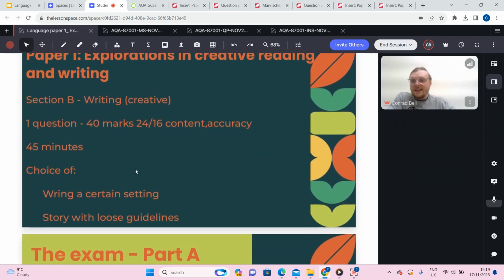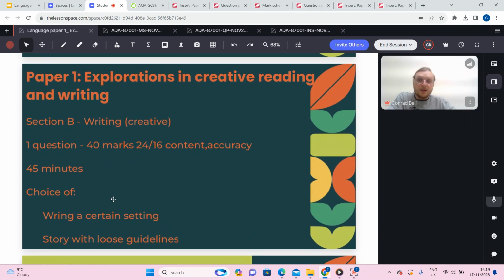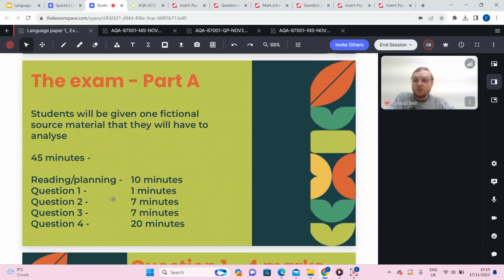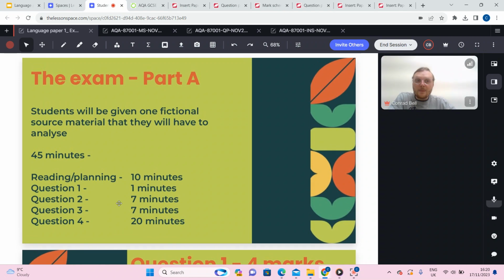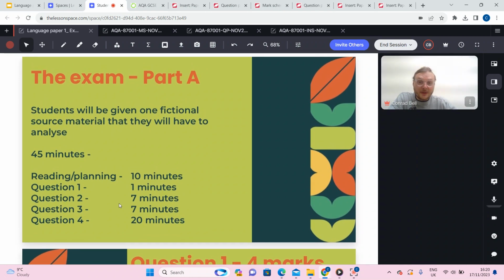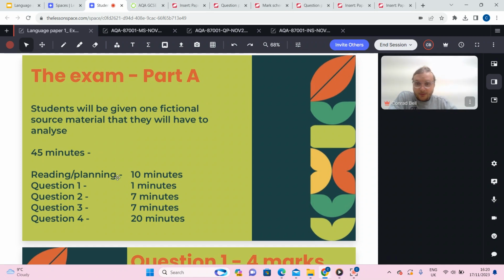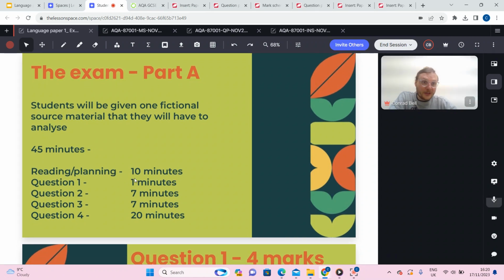Right, and then here again, this is just a reminder of the paper. Students will be given one fictional source material and they will have to analyze it. You should be spending about 45 minutes on it. This is a breakdown of how your students should be answering. You should give about 10 minutes overall for reading and highlighting. Then 1 minute for the first question, because it's literally just looking at the first paragraph and putting some things in. It should not take longer than a minute.